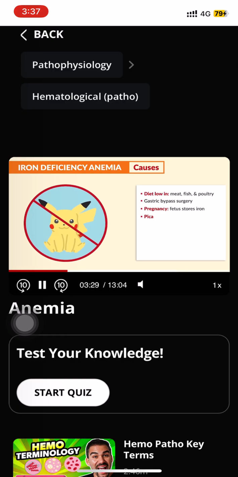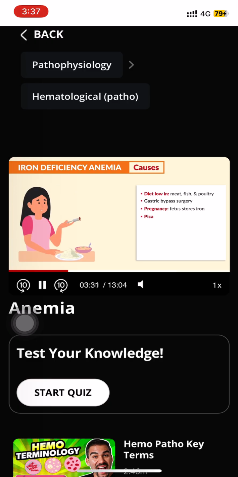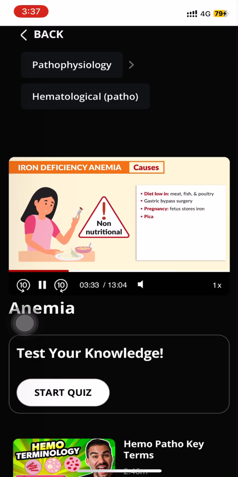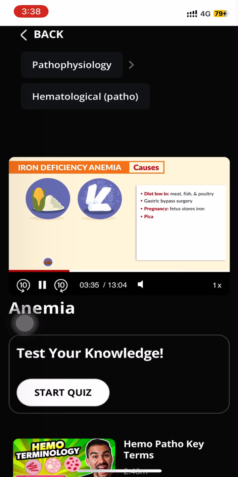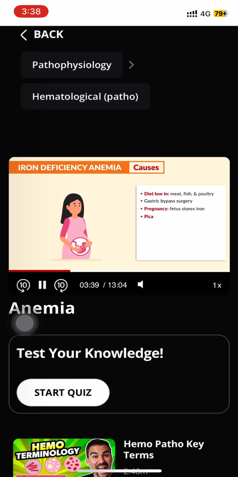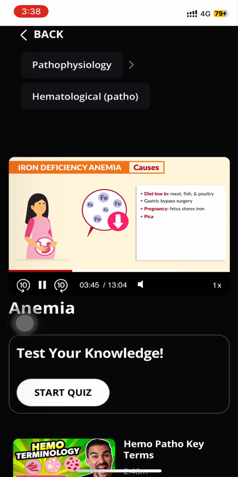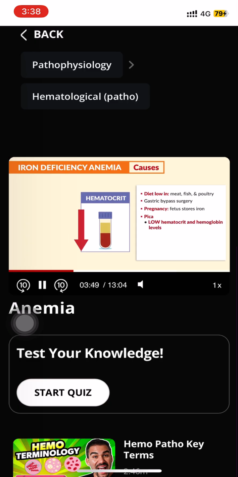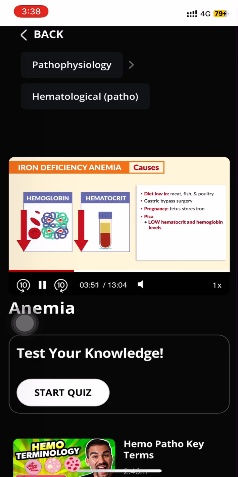Pica is a very serious compulsive disorder where clients consume non-nutritional items like cornstarch, chalk, dirt, paper, and other items, typically occurring in pregnant women. So obviously this will lead to nutritional deficiencies, mainly iron deficiency, leading to anemia. So these clients will usually present with low hematocrit and low hemoglobin levels.